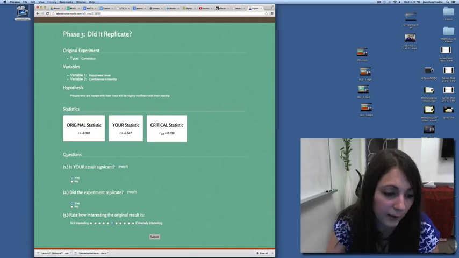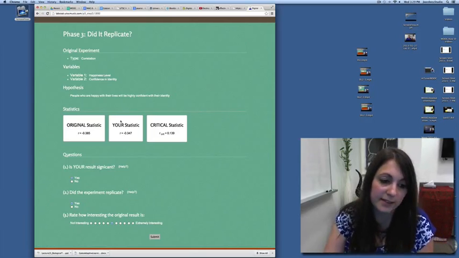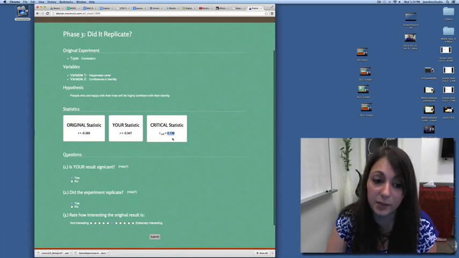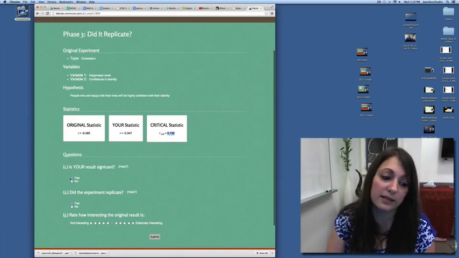So let's look at the first question. Is your result significant? So we look at our statistic, which is minus 0.347, and we compare that to our crit, 0.139. So ignoring the sign, 0.347 is bigger than 0.139, so we say yes, our result is significant.